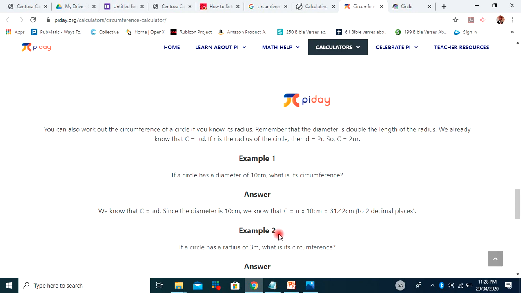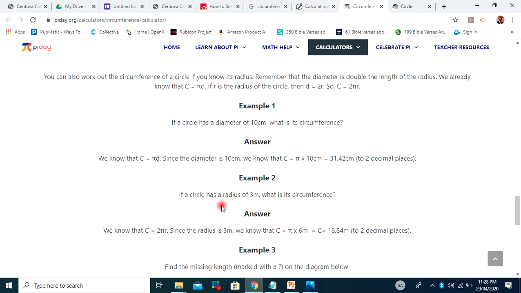Another example, if a circle has a radius of 3 meters, what is its circumference? We know that C equals 2 pi r. Since the radius is 3 meters, we know that C equals pi times 6 meters equals 18.84 meters to 2 decimal places.